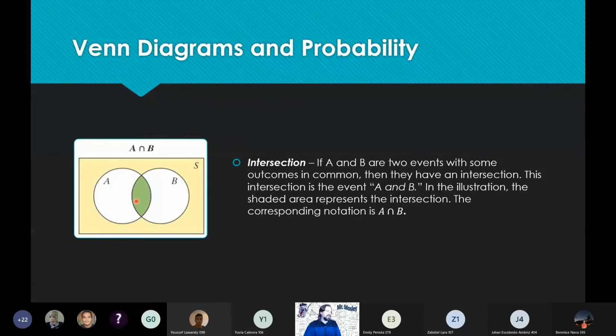So the part that overlaps between the two events A and B is the intersection of A and B. It is the outcomes that they have in common. Does anyone want a little bit of time to write this down or draw the picture? Please raise your hand.